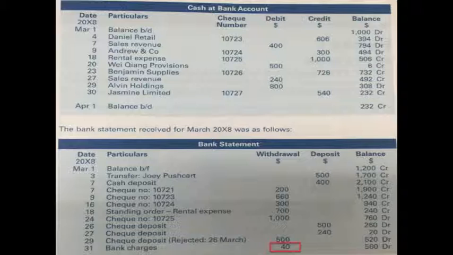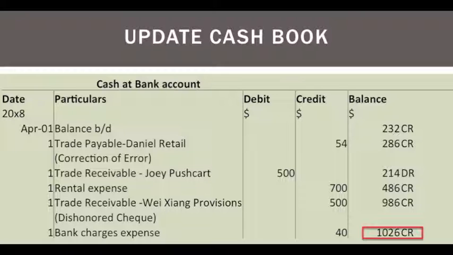Then we go back to look at our bank statement again. There's a withdrawal of $40 due to bank charges, and this hasn't been captured in our cash book. To update our cash book, we will credit $40 for bank charges expense, and that gives us a final balance of 1,026 credit. It means there is a bank overdraft of 1,026.